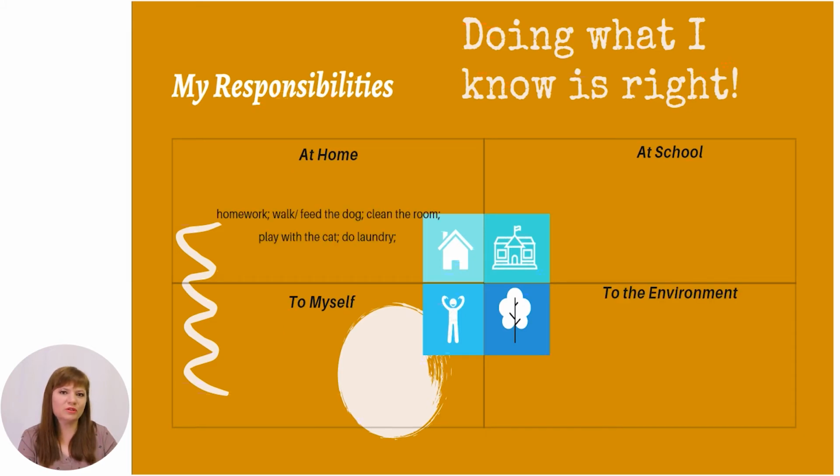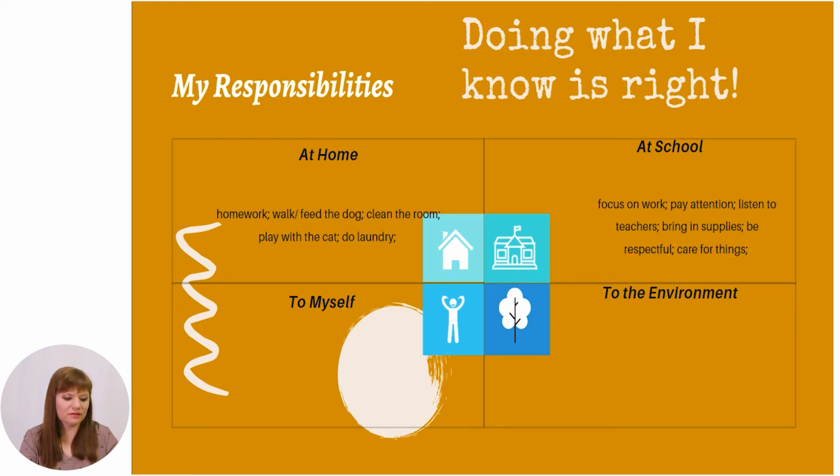Now, I will propose my own vision, and I think that yours is the same. So, the responsibilities at home are homework, walk or feed the dog, clean the room, play with the cat, do the laundry, or everything that needs to be done around the house. At school, focus on work, pay attention, listen to teachers, bring in supplies, be respectful, and care for things. To myself, eat well, keep clean, stay healthy, get plenty of sleep, watch TV, get ready for school or for work. To the environment, it is enough to mention only these three R's: reduce, reuse, recycle. And everything is clear.